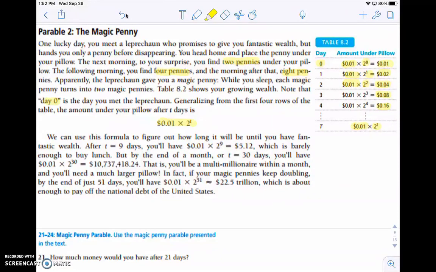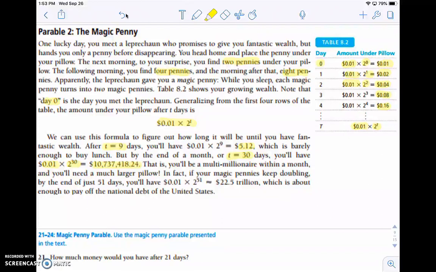Now we can use this formula to find out how long it will take until you have fantastic wealth. If you look at t equals 9 days, you have $5.12, which is barely enough to buy you a lunch or anything small like that. But at the end of the month, at t equals 30 days, you would have 0.01 times 2 to the 30th, which is a pretty healthy sum. You'd be a multimillionaire within a month.